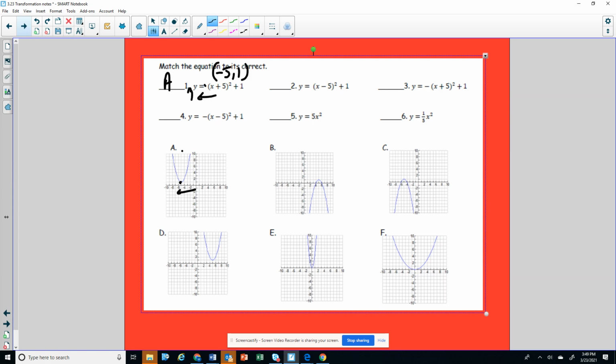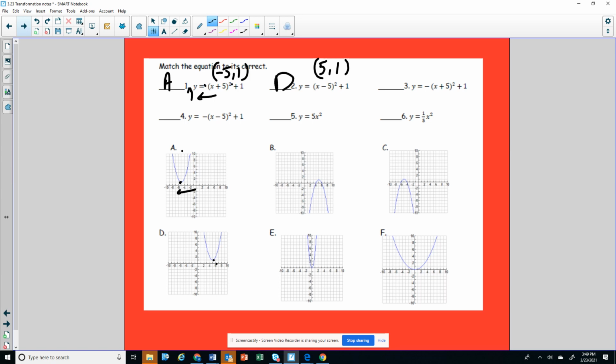Let's look at number 2. Again, we can say the vertex is 5, comma 1. And so it should be the opposite of this one. Let's see, 5, comma 1. So here we go. It shifted 5 units to the right and up 1. So that's D, and the vertex is 5, comma 1. So that will be D.